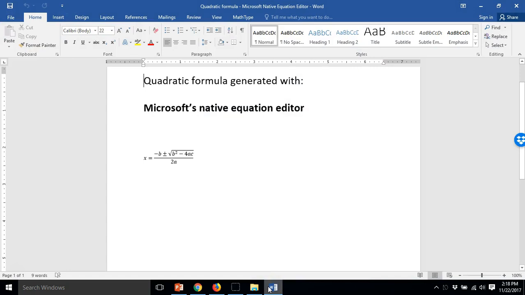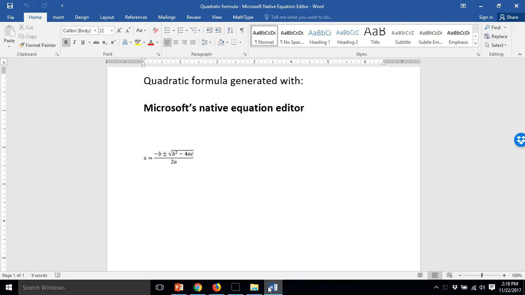Welcome to NVDA Dialog Accessible. Quadratic formula Microsoft Native Equation Editor Word. Quadratic formula Microsoft Native Equation Editor. Microsoft Word Document Edit Multi-line. Page 1 Section 1 Quadratic formula generated with blank Microsoft's Native Equation Editor.